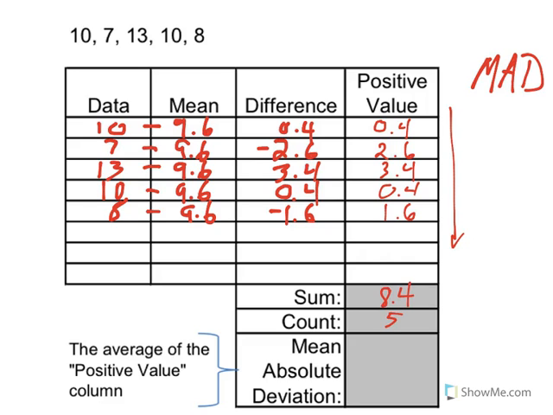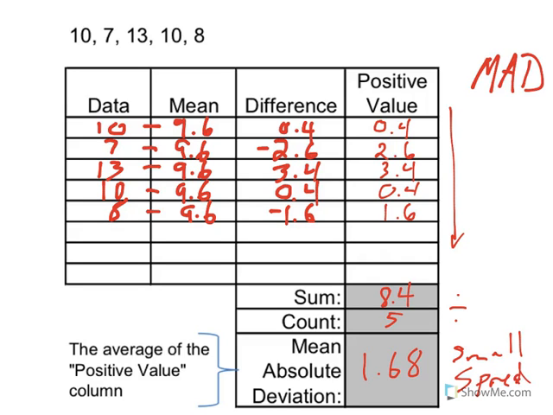We have 5 numbers total. Then for the mean absolute deviation, we will divide the sum by 5. 8.4 divided by 5 gives us a mean absolute deviation of 1.68. So they're saying on average, each point in our data set is about 1.68 units away from the mean of the total data. I would say that is a small spread.